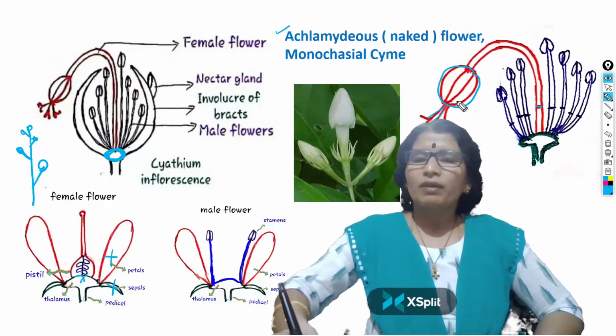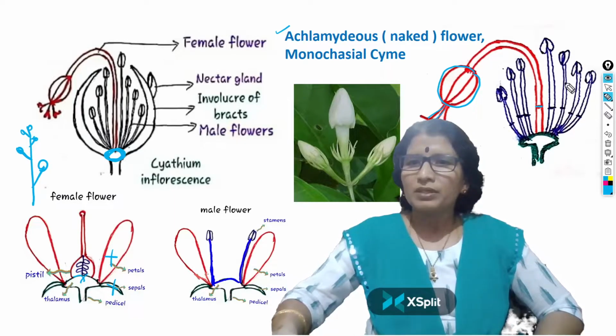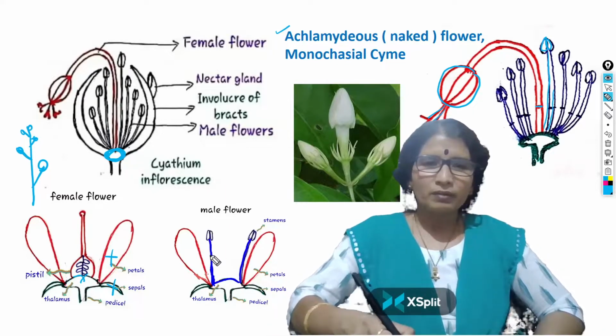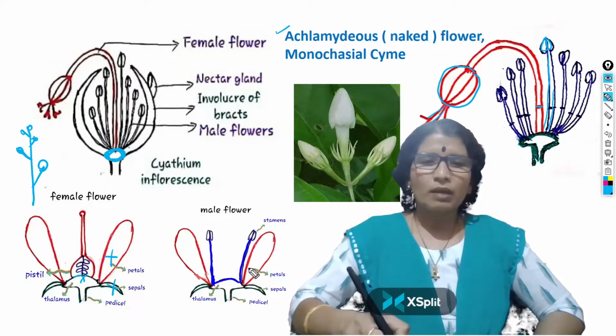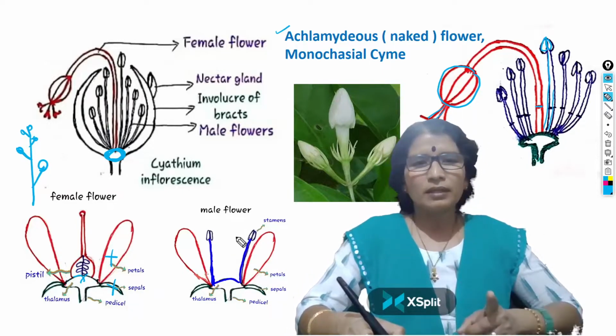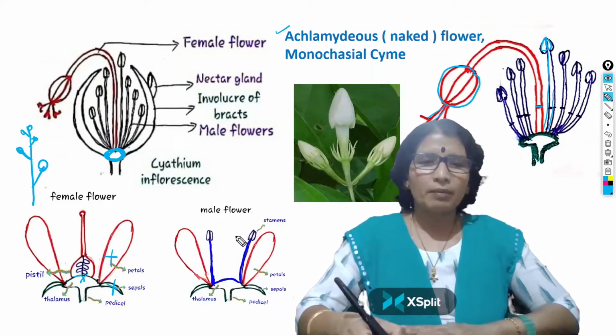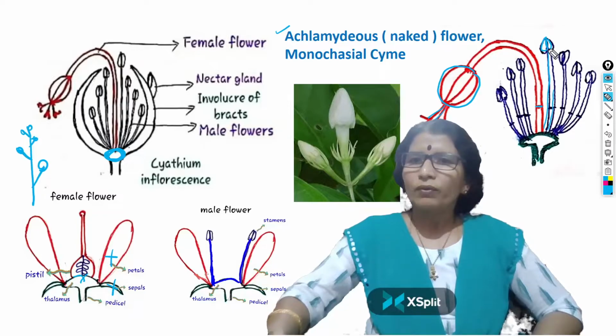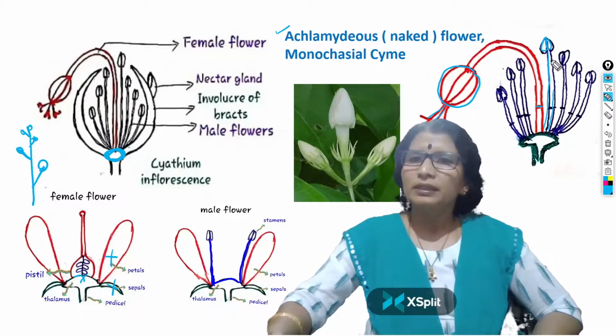Around this female flower, a number of male flowers are present. Each stamen we can consider as one single male flower. So this is the male flower. In the diagram, you can see two stamens. A male flower may contain one single stamen to many stamens. In cyathium, one male flower contains only one stamen. So this is the anther, this is the filament.